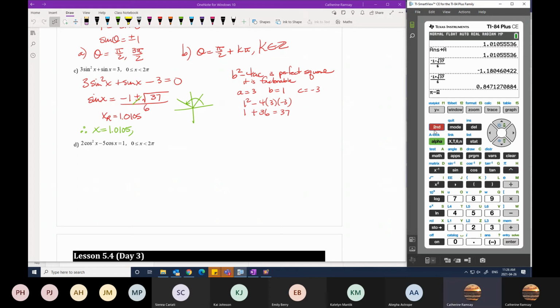Pi subtract my reference angle, which I entered was alpha A, so that's 2.1310. Okay, and those are my only answers that I get from this because the other ones did not work. So that is my answer for A, which is the specific interval from 0 to 2 pi.